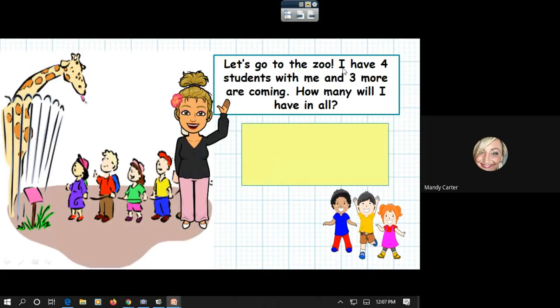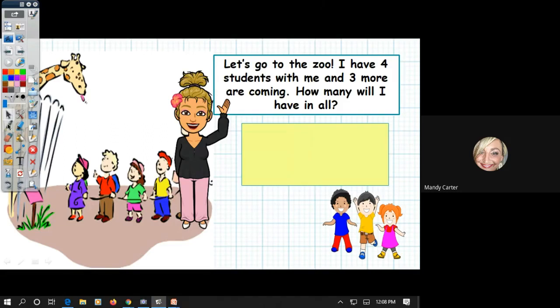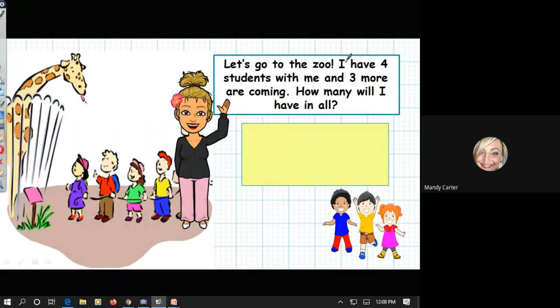Let's go to the zoo. I have 4 students with me and 3 more coming. How many will I have in all? So we know that when we're doing math story problems, it's going to be important for us to circle some key words and numbers. So I have 4 students with me, and then 3 more are coming. And how many do I have in all? So we know that we have some, and we're getting some more. So that's going to be an addition problem. So I can go ahead and know that I'm going to be setting up an addition problem.